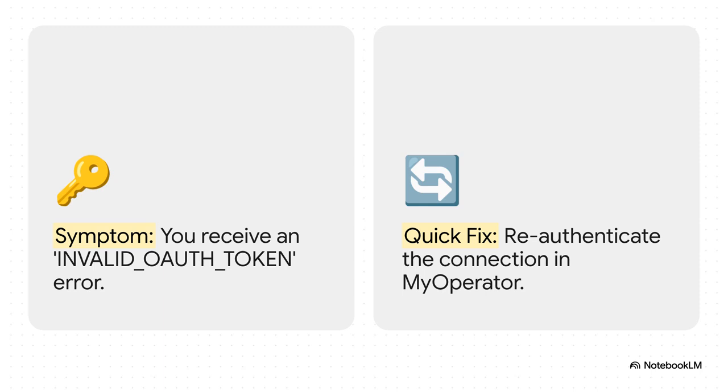This is just a fancy way of your system telling you that the security pass is expired. It almost always happens when a Zoho admin changes their password, which automatically revokes the old token. The fix is just as simple. Hop back into MyOperator's integration settings and just hit re-authenticate. That's it. You're just issuing a new valid security pass.